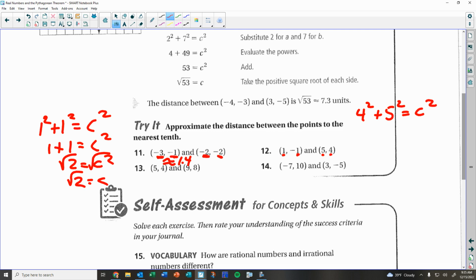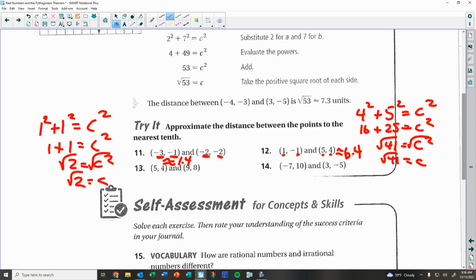So what's 4 squared? What's 5 squared? When you add them together, it's 41. Square root both sides. So you get the square root of 41, or about, it's a little bit bigger than 6, right? 6.40, so about 6.4 if we're going to the nearest 10th.